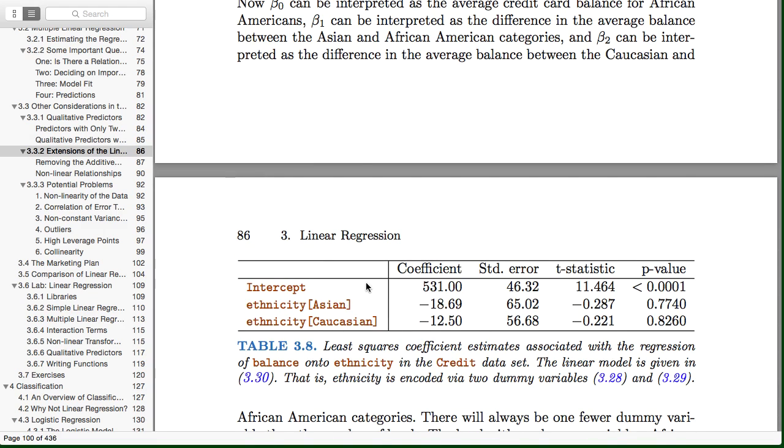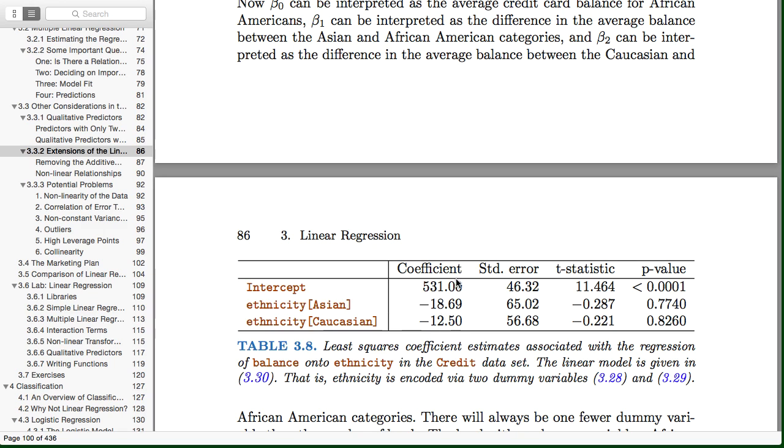And here again we see, is this a stereotype? I don't know, actually, if this is certainly simplistic enough to be a stereotype, but let's say that the African American on average carries a $531 balance, and the Asian carries an $18 less balance than that, and the Caucasian carries a $12 less balance than that. So if this is a stereotype, then I guess it would be a stereotype that the Asian is thrifty or something like that in comparison with the other two.